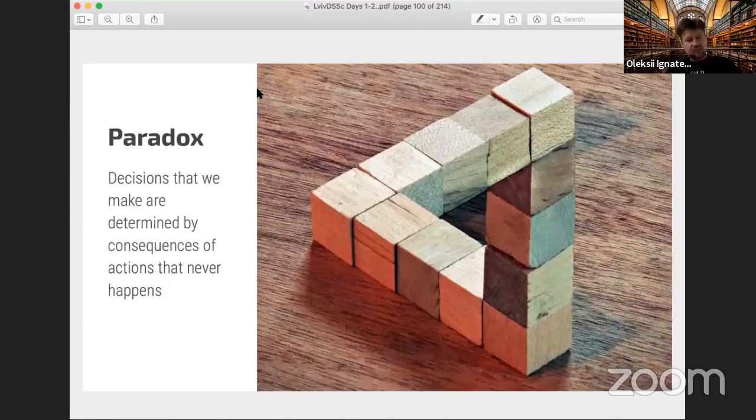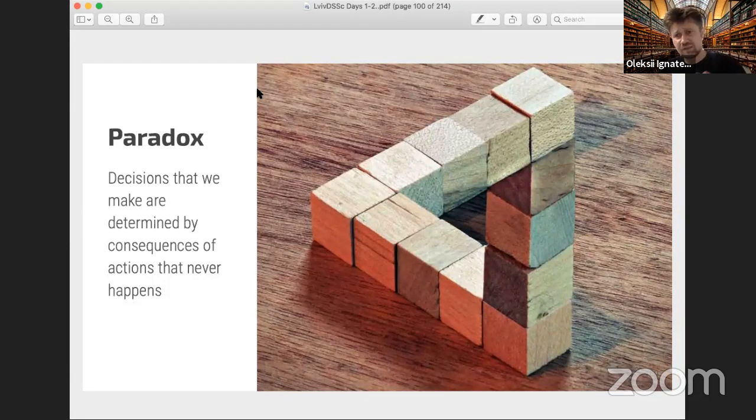So, the interesting paradox: the decisions that we make are determined by consequences of actions that never happen. And in extensive game theory, it's especially interesting because a player makes a decision based on the possible actions that other players can make, but these players never actually do this stuff, because they never happen to be in this situation.